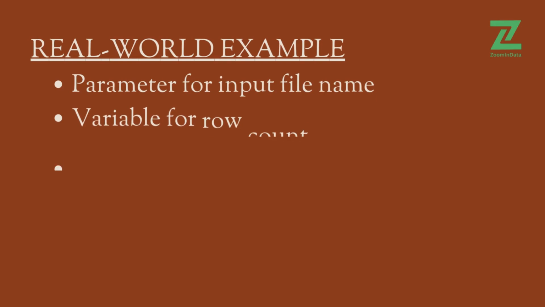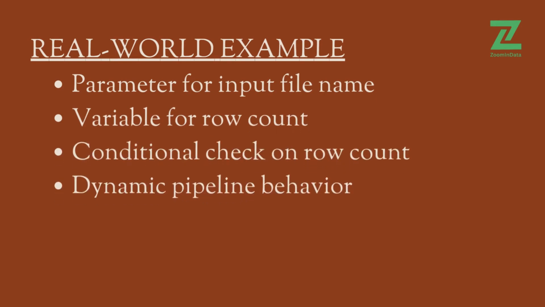In a real-world example, we may use a parameter for input file name. We can store the row count in a variable. Then we apply a conditional check on that row count. This creates a dynamic and intelligent pipeline behavior.